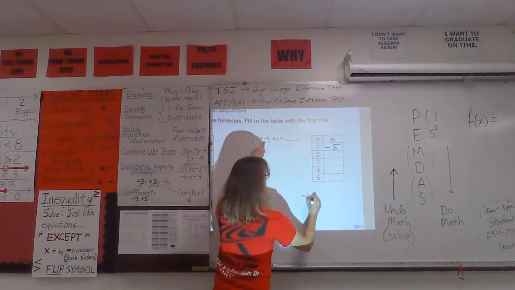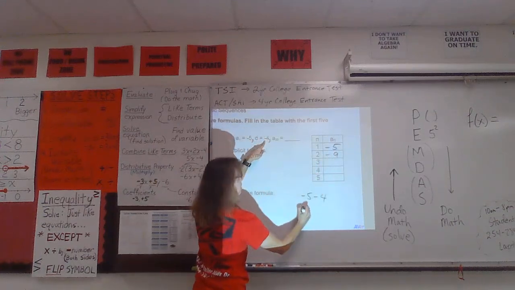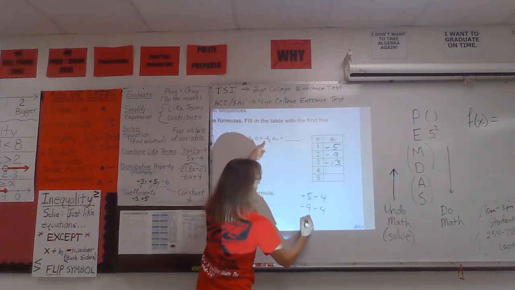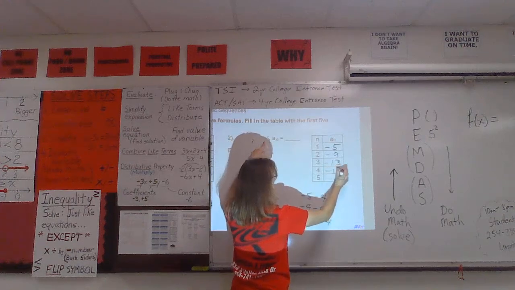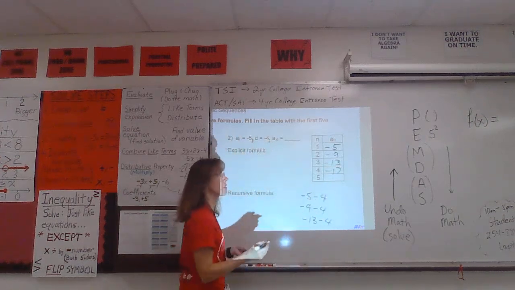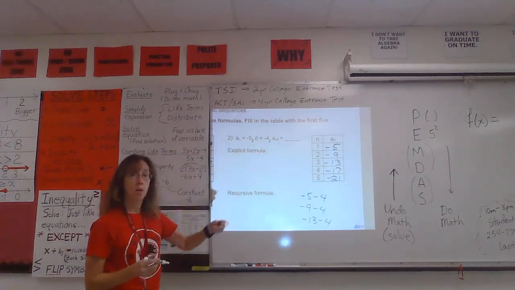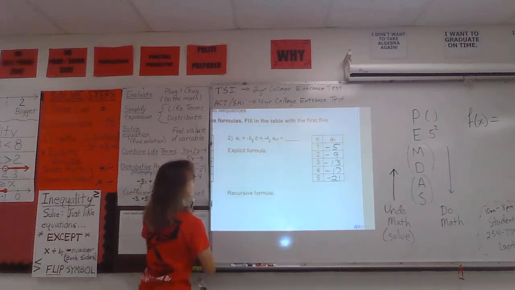So this is negative 5 minus 4, and that gives you a negative 9. And then I'm going to have my negative 9 minus 4, and that's going to give me a negative 13. And then I have negative 13 minus 4, and that's going to give me negative 17. And then negative 17 minus 4 is going to give me a negative 21. So the pattern is you're subtracting 4 over and over and over. So there's my table. So on your paper, you have a little table.